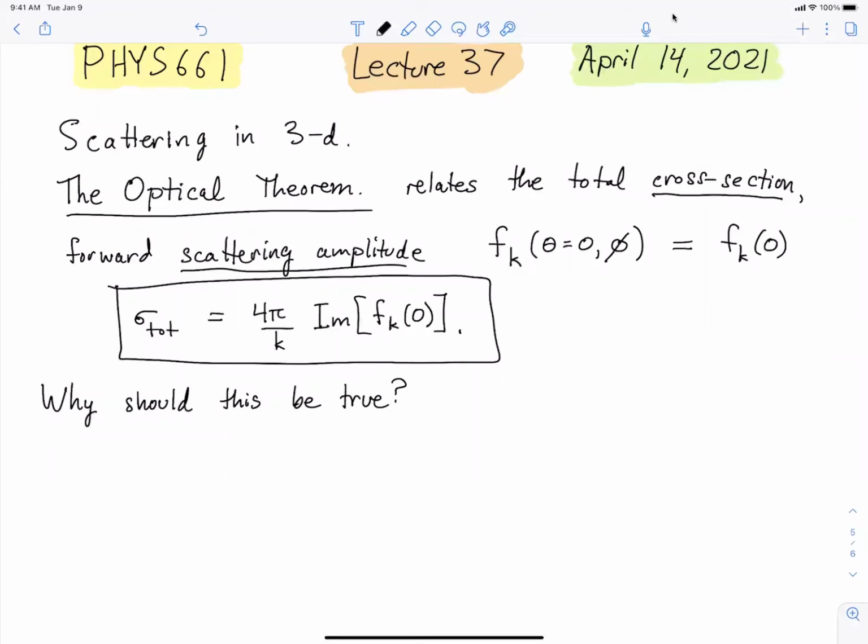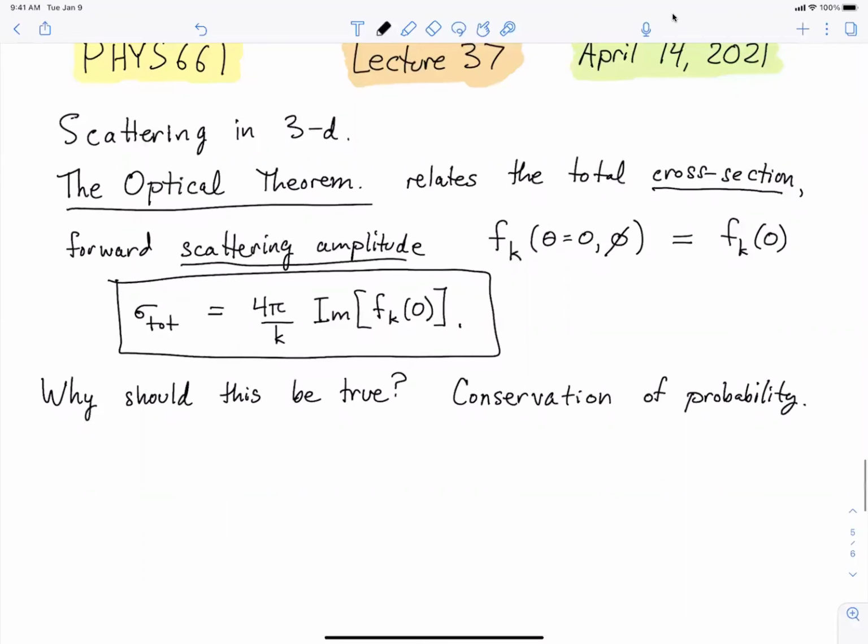And the answer is basically conservation of probability. So in the notes, the proof uses this transition operator and does some fancy maneuvering with it, but it really just boils down to conservation of probability. Another way of saying that is if you send in some number of particles, then you should see some number of particles scattered away. Okay, and so the total scattered probability has to come from somewhere.